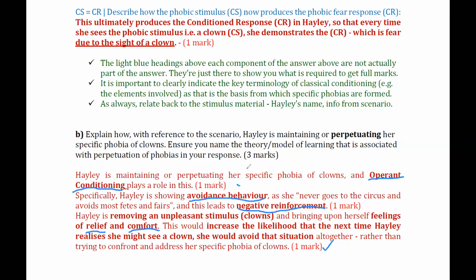So you got 3 marks there, basically talking about those 3 things. Number 1, what's the name of the theory of learning involved? The question specifically asks us to name it, so we've got to name it. Number 2, mentioning negative reinforcement, because that's the only thing that's relevant to the maintenance of a specific phobia. And number 3, unpacking what negative reinforcement means and linking that back to Hayley's scenario. Okay, so that's essentially where the 3 marks come from.